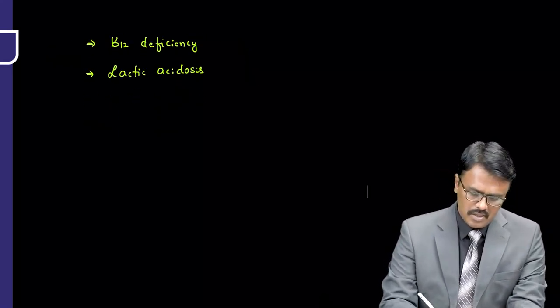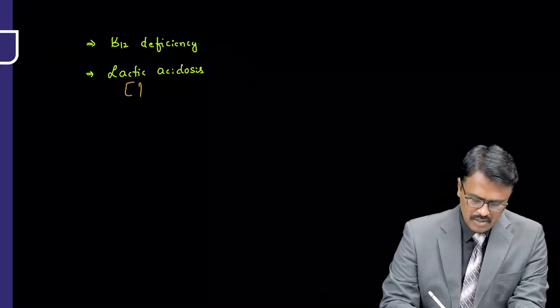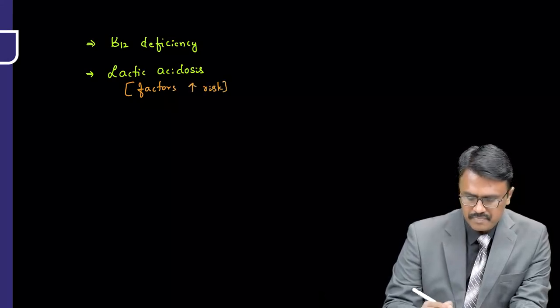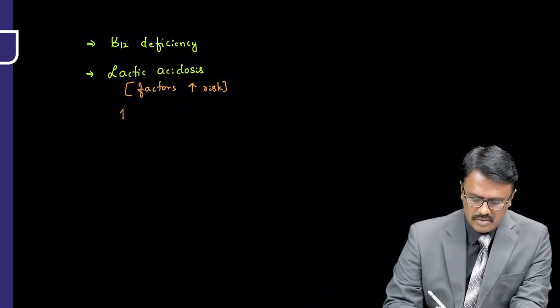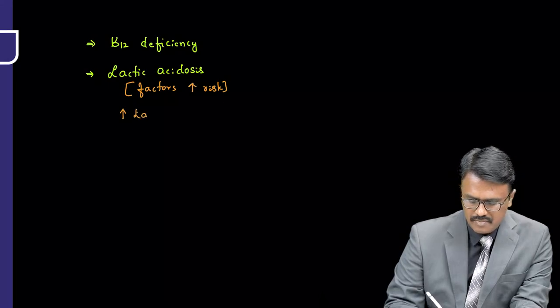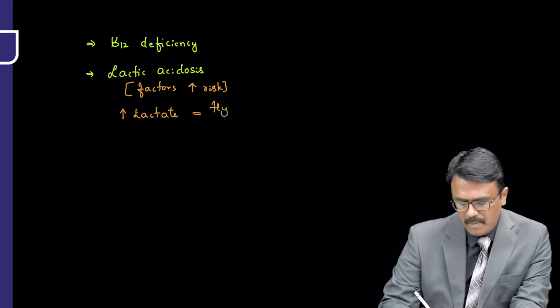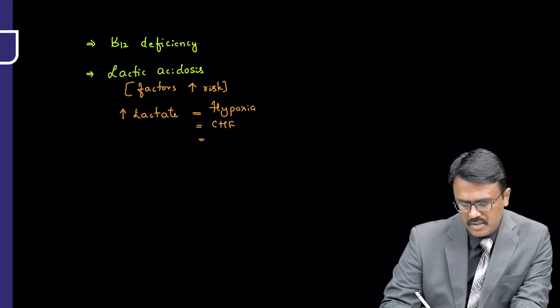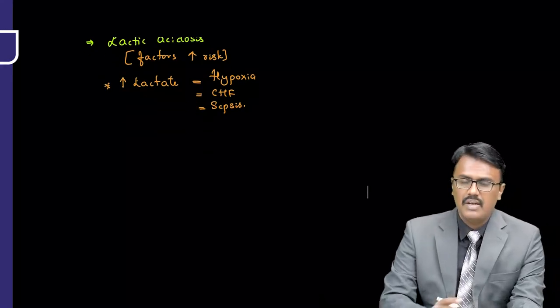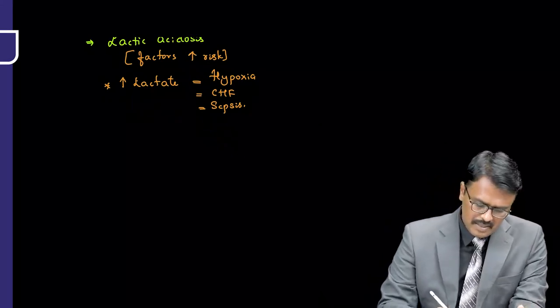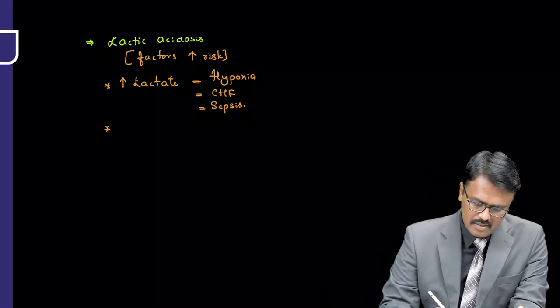Now the point here is, where is the risk going to increase? So what are the factors increasing the risk of lactic acidosis? The risk is whenever there is increased lactate production. In which situations does lactate production increase? Whenever there is hypoxia, CHF, sepsis, they can increase lactate production. And that's what I told you, whenever there is surgery or sepsis, better to shift the patient from metformin to insulin.